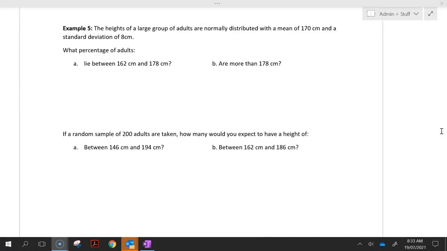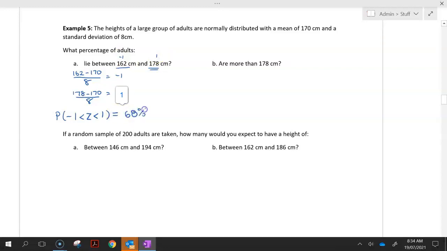Now let's have a look at an application. With all our applications, our first step is we want to get the z-score. So to get the z-score, get the mark minus the mean divided by the standard deviation. Do the same for the other one. Mark minus mean divided by standard deviation. So this question is just saying, what's the probability of a z-score between -1 and +1? Okay, because that's a -1 z-score and a +1 z-score. And we know that's 68%. That's the percentage of adults that should lie between that.